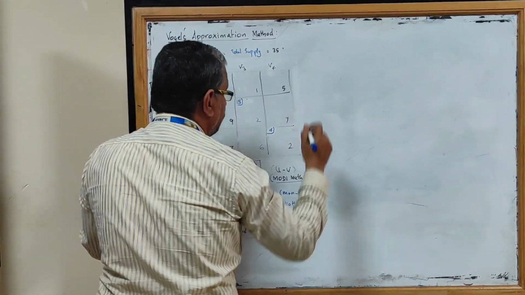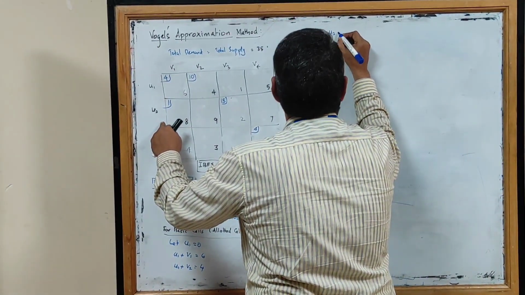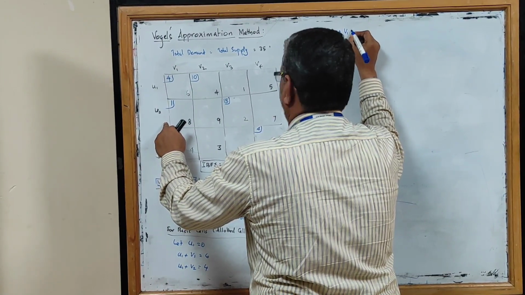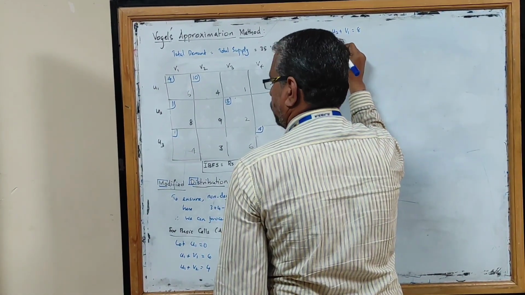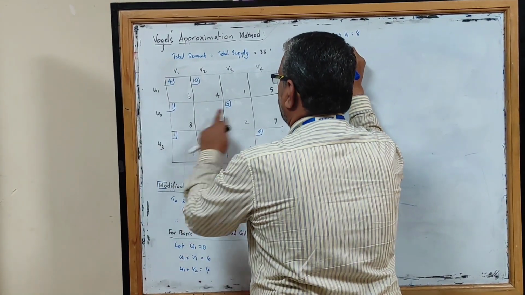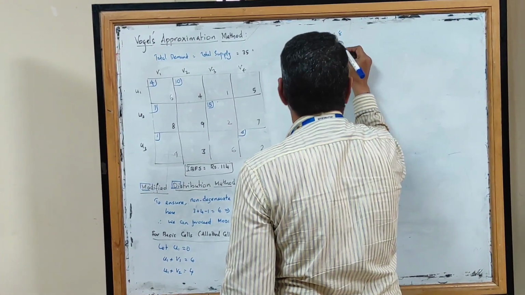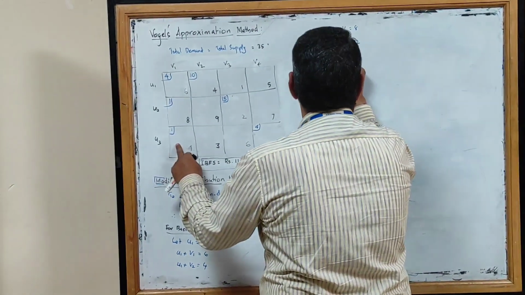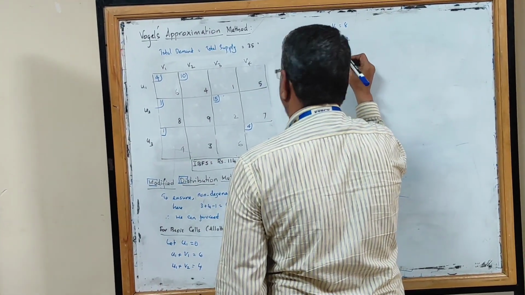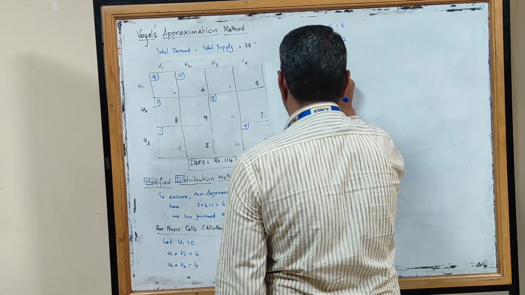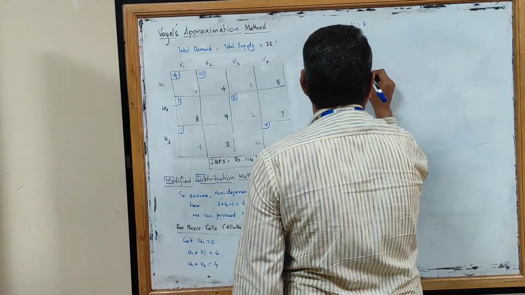Next allotted cell is u2 plus v1 equal to 8. Next, u2 plus v3 equal to 2. Next, u3 plus v1 equal to 4. Next, u3 plus v4 equal to 2.